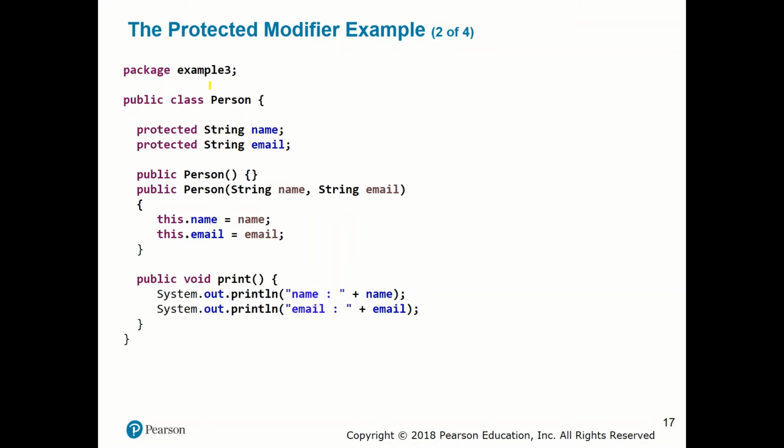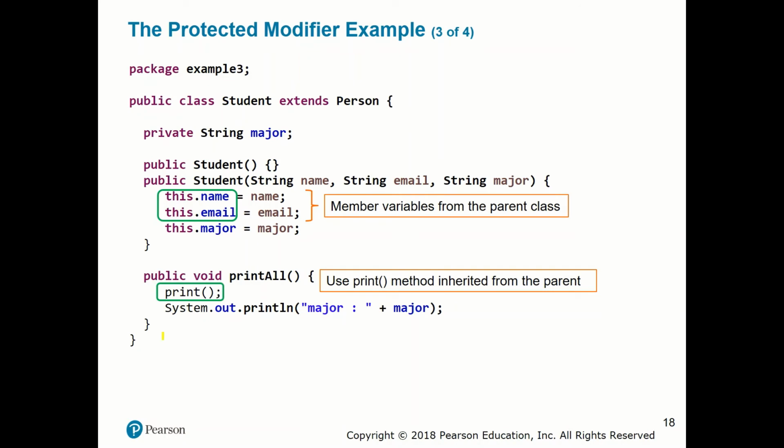Person has 2 members. They are all protected. Protected means that the child of this class can access name and email directly. And 2 constructors and print method like this.